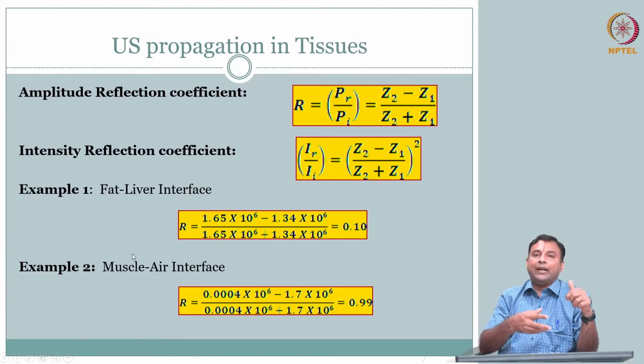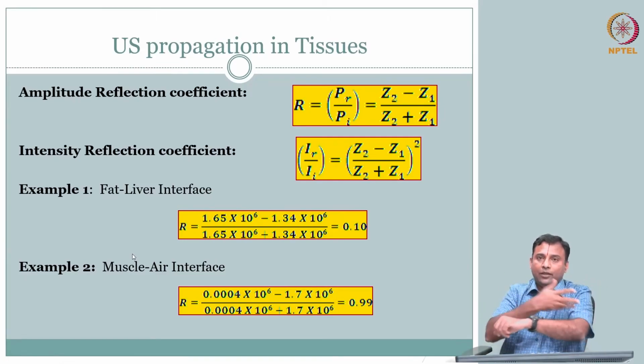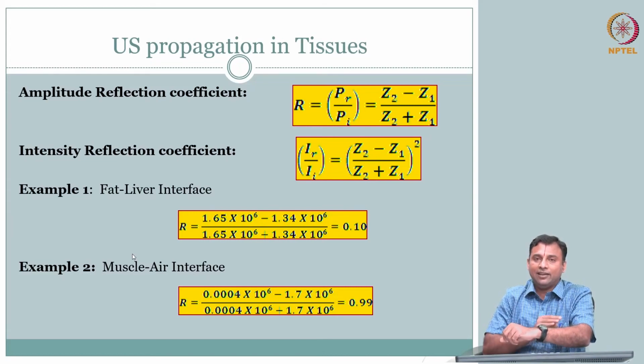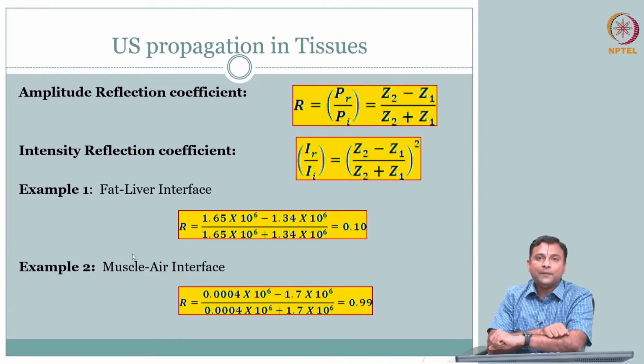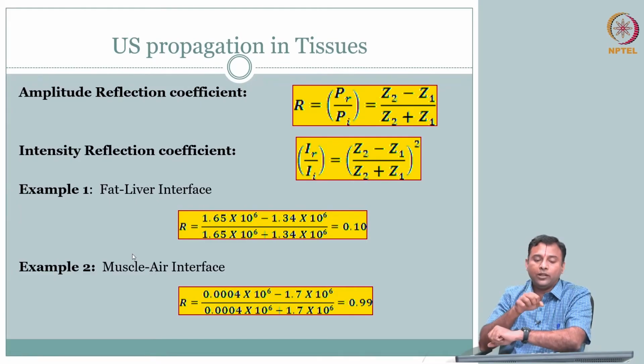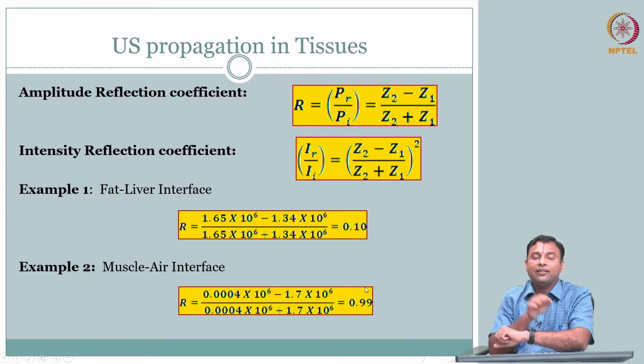Just to make it vivid, let's say I have an air muscle interface. So air is outside, muscle inside. When I start with the skin and I get muscle, and I send the sound wave, I have a way to generate my ultrasound, and I am putting it into the body. What is going to happen? I am going to encounter an air muscle interface. What happens when I encounter it? 99% will come back.